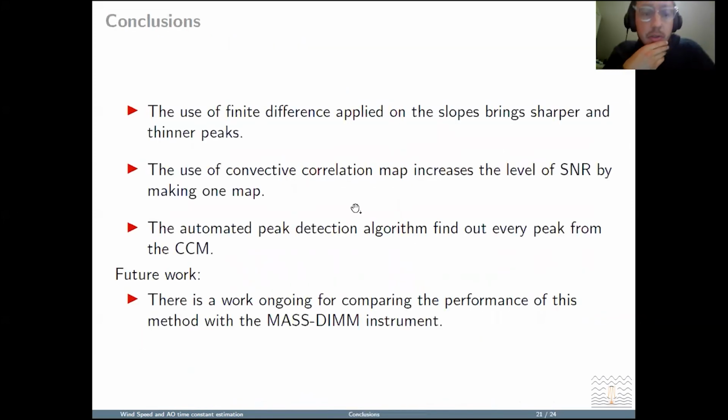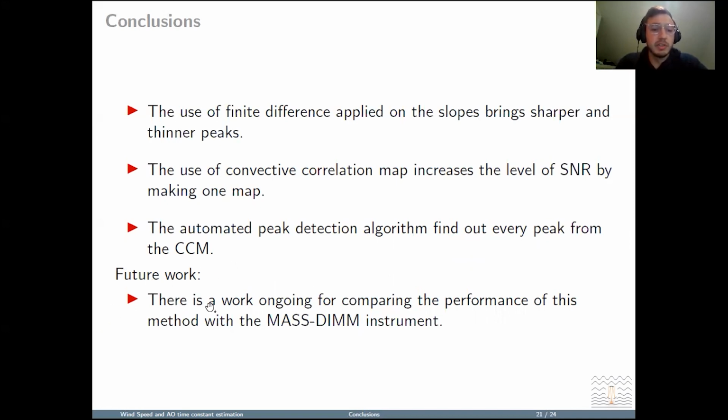So, in order to finish, the use of finite differences applied on the slopes brings sharper and thinner peaks, which enables us to easily detect peaks. Then the use of convective correlation maps increases the level of SNR by making one map, and also we only have to analyze one map instead of tons of maps. And the automated peak detection algorithm finds every peak from the CCM, as I showed.